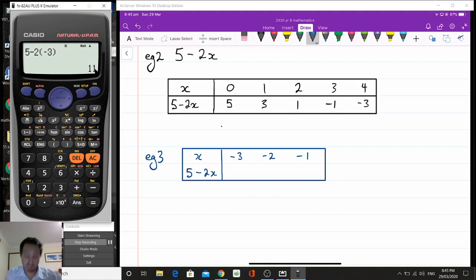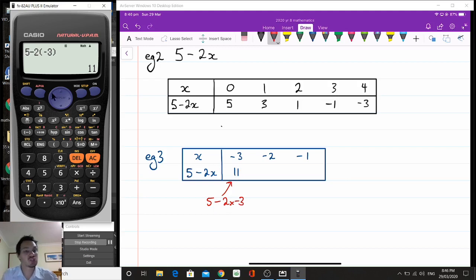But I just want you to remember how it got 11. Okay, 5 minus 2 times x, and x is negative 3. So this is 5 minus 2 times negative 3. And what we get just there, 5 minus 2 times minus 3, a negative times a negative, actually made it plus 6. Okay, and that's why we've got 5 plus 6, which is 11.